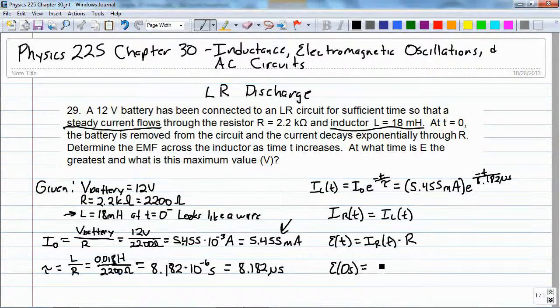And if we put that in, we'll find that it is 12 volts, which makes sense because that's the potential of the battery, and nothing has changed. The resistor is still the same. Had the resistor increased, then this potential would have to increase. If the resistance decreased, then the potential would have to decrease. But because the resistance stays the same in both cases, the induced potential is going to equal the potential of the battery at t equals 0 seconds when the switch is flipped.